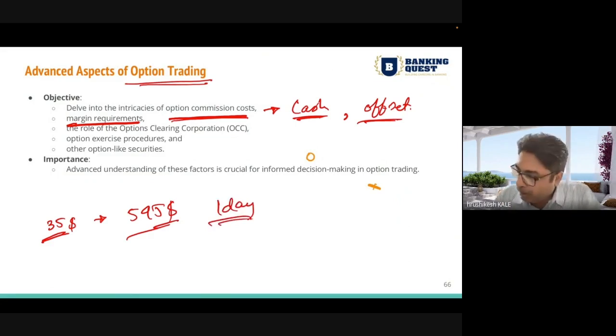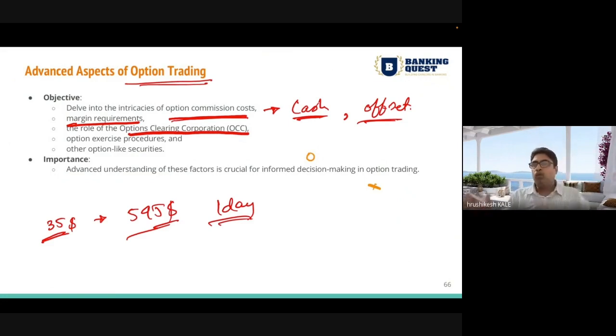In option trading, you have option clearing corporations. Basically, these are the people who look at who is in profit, from where you need to take money and where you need to give money. Understanding this factor is crucial for decision making.